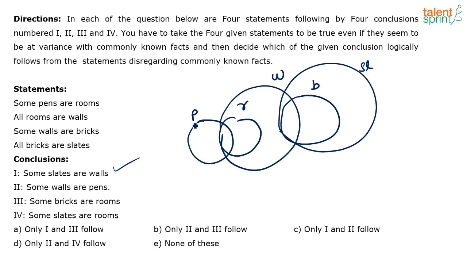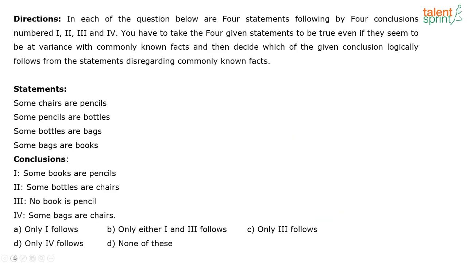Wait, P is pen, no? Next one. Some walls are pens, so it's also true. Some bricks are rooms. Again, this is brick, this is room. Not a definite conclusion. Some slates are rooms. Again, not a definite conclusion. So the correct answer will be only 1 and 2 follow. That is option C. Correct? Only 1 and 2 follow. Next question. The next question is there on your screen.